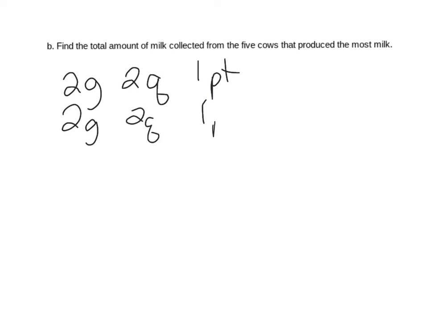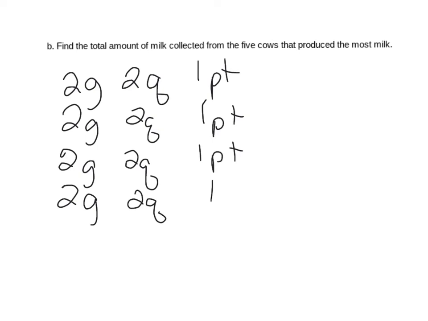Part B says they want us to find the total amount of milk collected from 5 cows that produce the most milk. So I want you to look at your line plot. Now your line plot has 4 points at line D. So we're going to take D, which was 2 gallons, 2 quarts, and 1 pint, and we're going to add that together 4 times, because that's 4 of the largest collection of cow milk. Okay, and we also have to add 1 more x, which is C. C has 1 x, which was 2 gallons, 1 quart, and 0 pints.